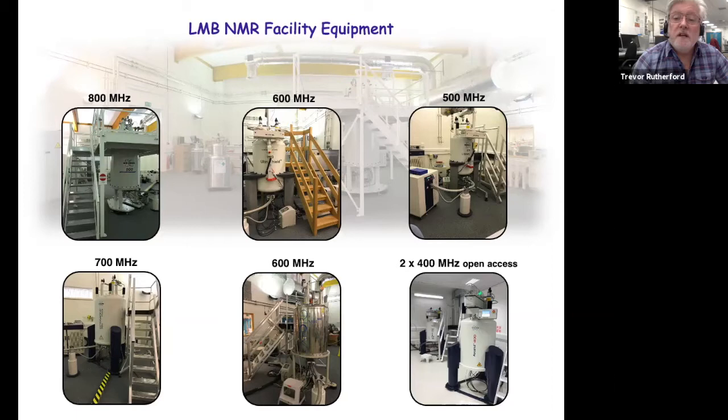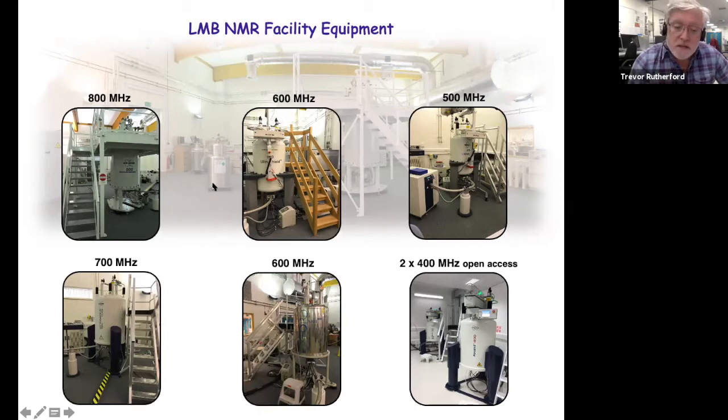We have 7 NMR spectrometers available to us on the site, and we also have access to higher field facilities elsewhere in the UK, particularly at the Crick Institute in London. We have an 800, a 700, 2 600 megahertz spectrometers, and a 500, all housed in the MRS building.